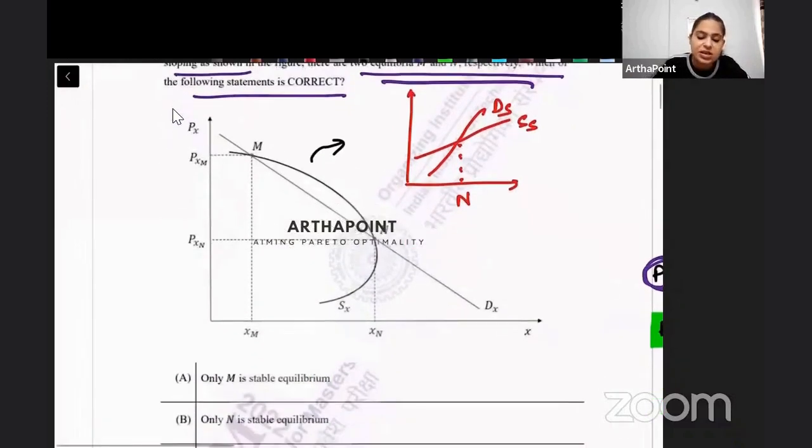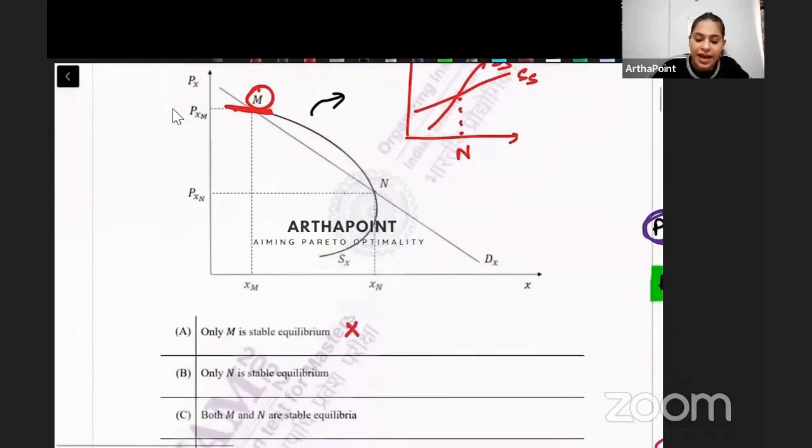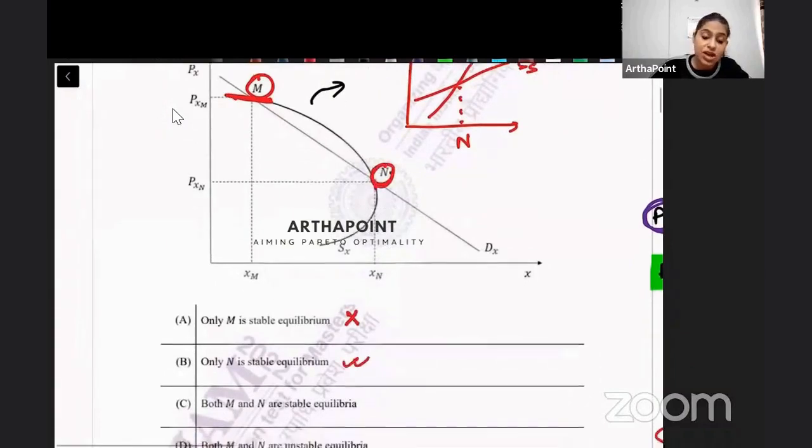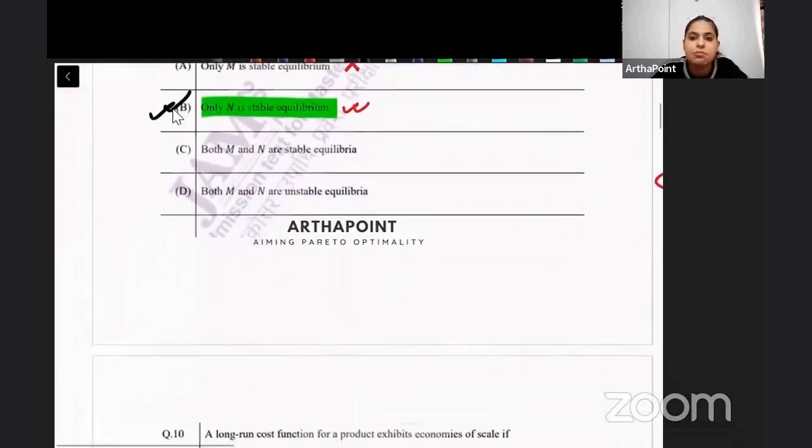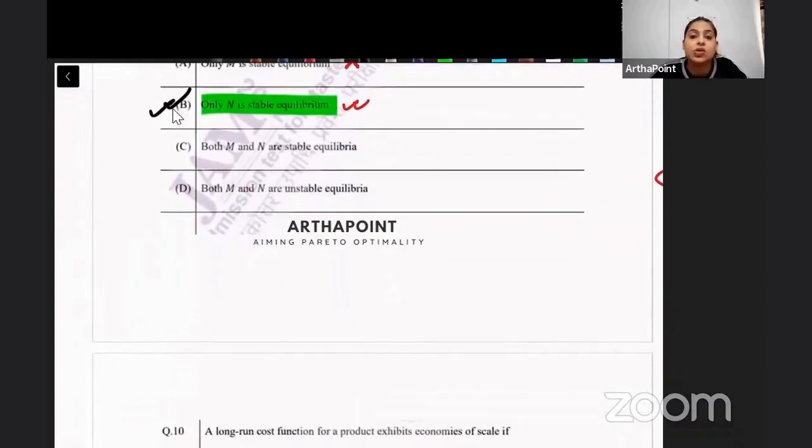So in this case, here I have a downward sloping curve. This is what the other case was. That is an unstable equilibrium. And here I have an upward sloping curve, so it's a stable equilibrium. So the answer to this question is that only N is the stable equilibrium. Mark this answer. But additionally, make sure that you understand the concept of stable and unstable equilibrium very well, because they can just flip the question and ask in multiple ways possible.